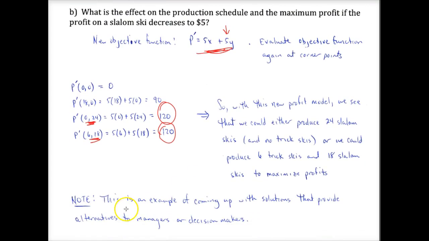Now, again, this is an example where we're coming up with solutions that provide alternatives to managers or decision makers, because now we have two options instead of one.